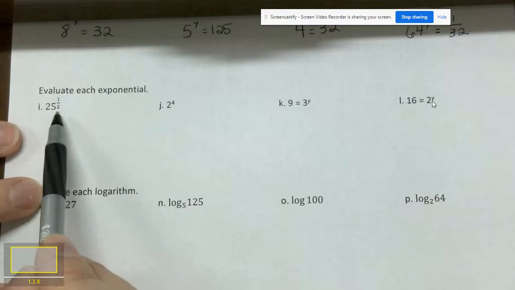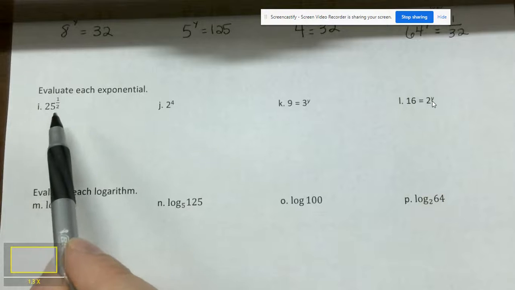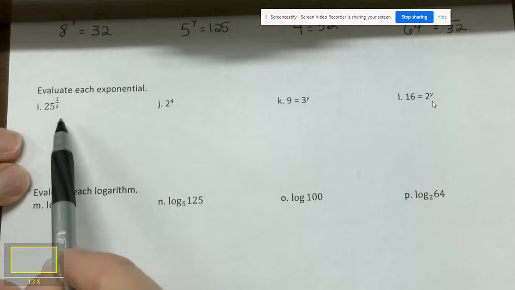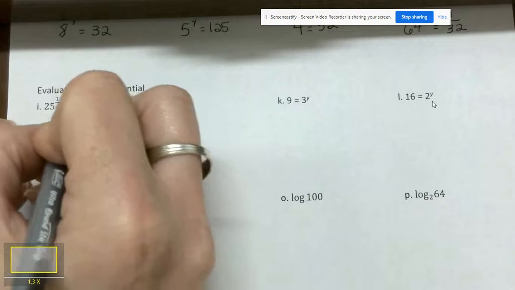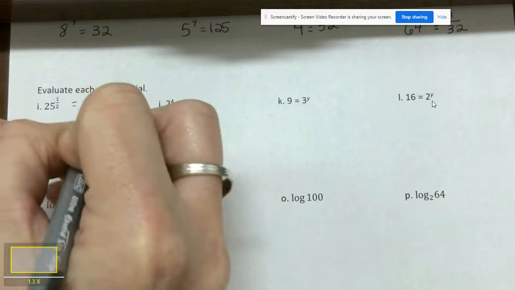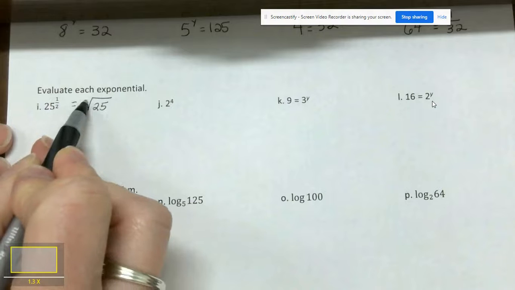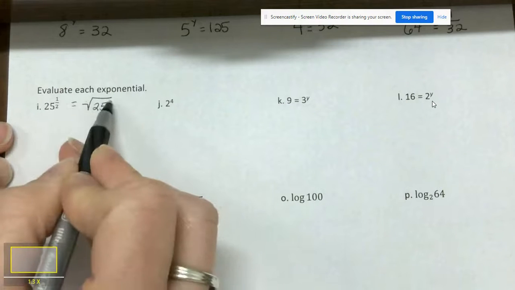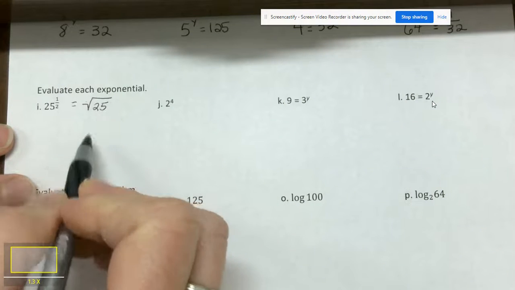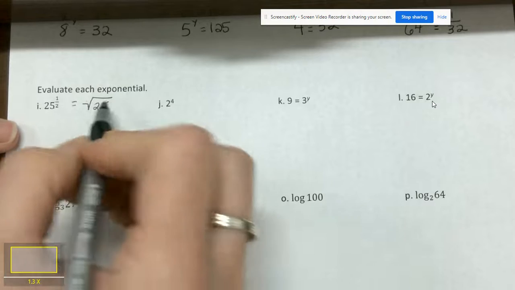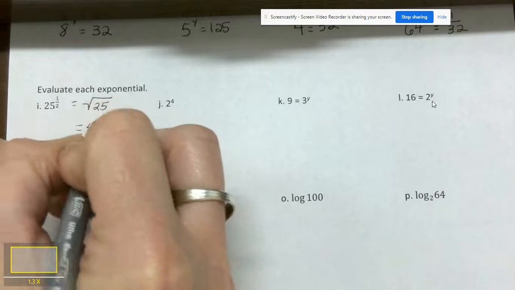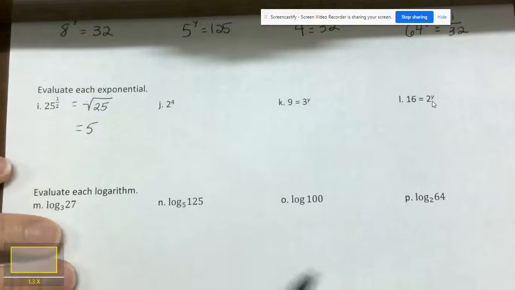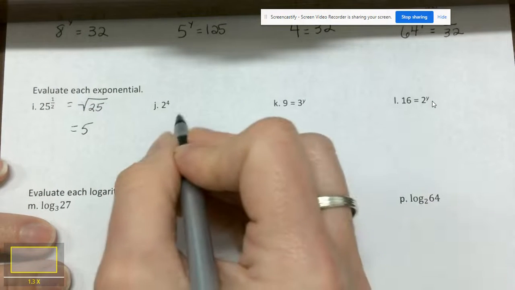So we have 25 to the 1/2 power. Now, if you remember your rules of exponents and rational exponents, this means that we're taking the square root of 25. This 2 is your index, and the 1 is your exponent. That's something that you learned in Math 2, or you should have learned in Math 2. So then if we take the square root of 25, the square root of 25 is 5, and that would be our answer.